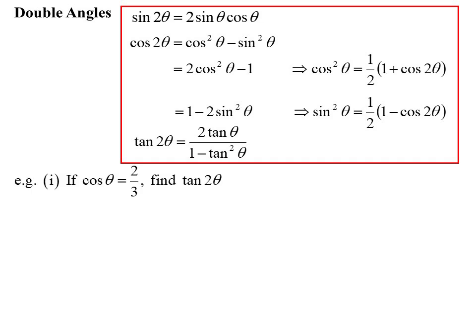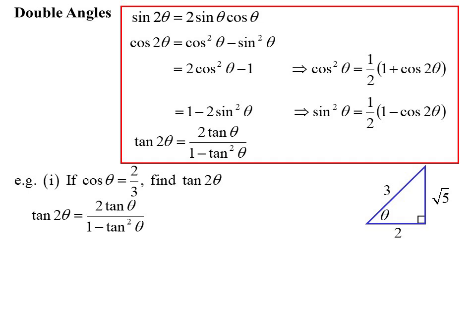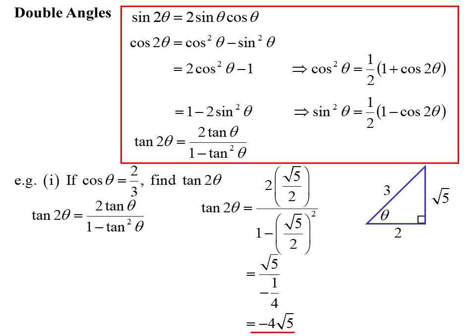Okay, we know cos theta is 2/3. They want us to find tan 2 theta. We can now create the tan theta as root 5 on 2, substitute that in, and playing around with it, there we go. After all that, we get minus 4 root 5.